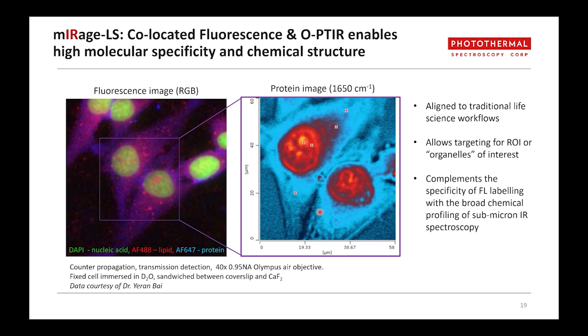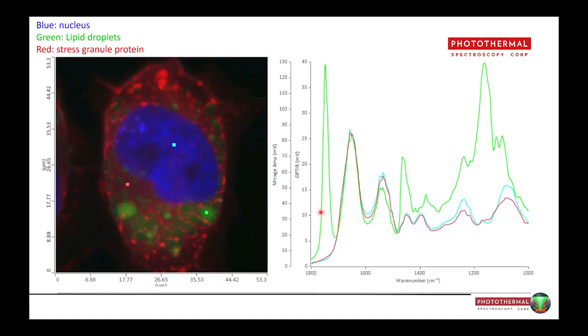So here are some labeled cells collected on the O-PTIR platform. They've been labeled, probably with DAPI for the nucleus. There we've got the lipid droplets labeled in green, and a stress granule labeled in red. So now the fluorescence image actually guides our spectroscopy. We can use this image to tell us where to collect infrared spectra.